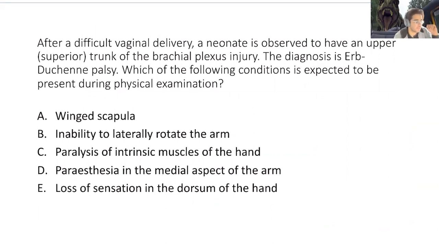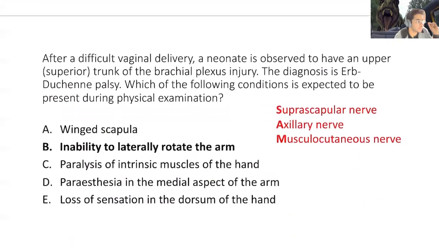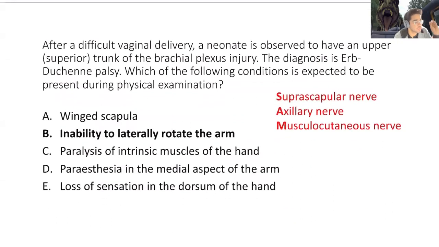All right, guys, killing it. Exactly. So remember, it's the inability to laterally rotate the arms. Now, why is this happening? It's because these specific nerves can be messed up, right? Your suprascapular nerve, your axillary nerve, your musculocutaneous, and the mnemonic for that is SAM, right? The SAM muscles are affected in your Erb's palsy.